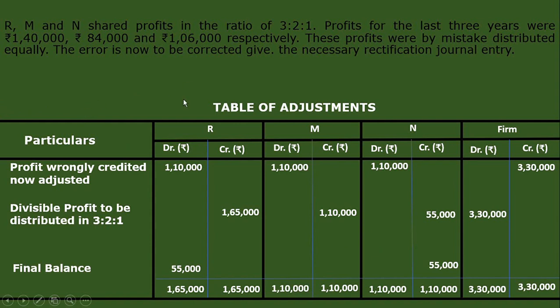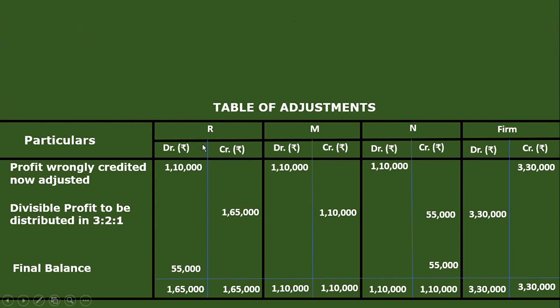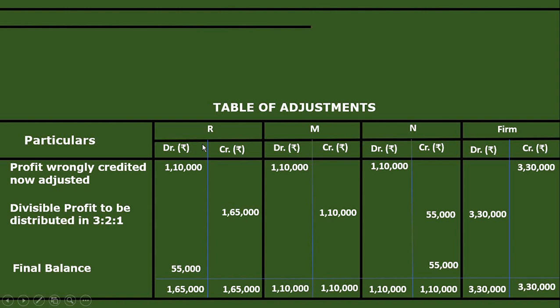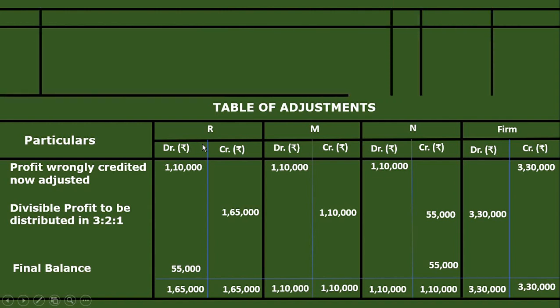Then we have to pass the journal entry. So how to prepare the journal entry? Let us see, draw that format of journal. And in the previous question, I forgot to write the ledger folio and date, but you should not forget it. Please write down date and ledger folio here. Here is date.